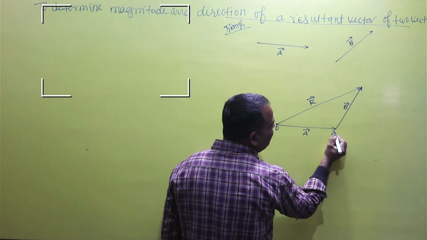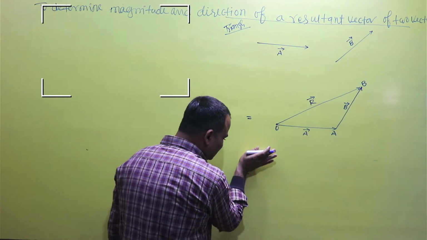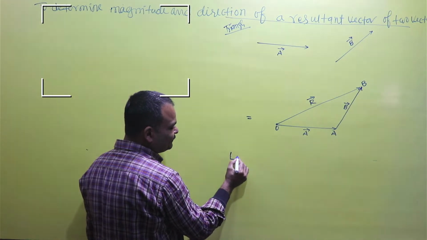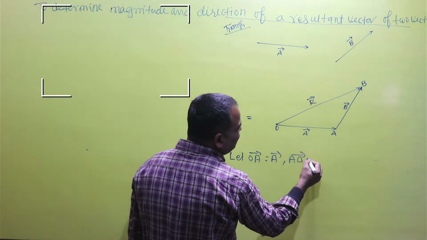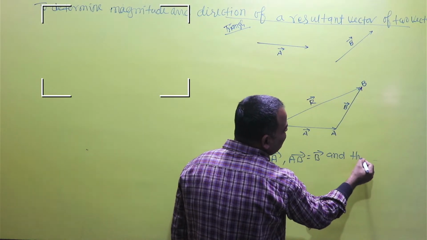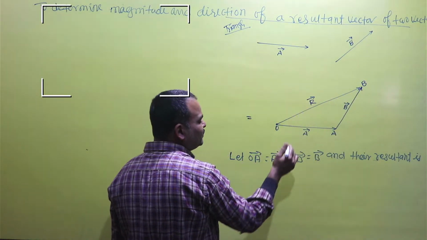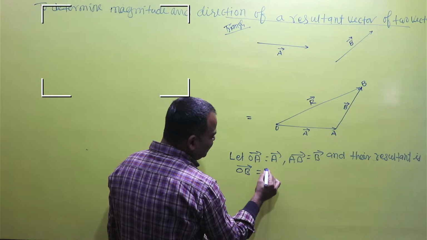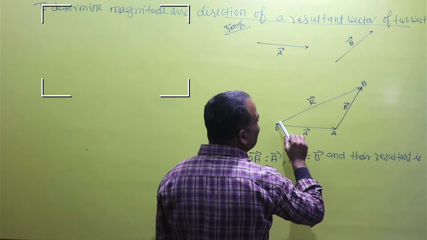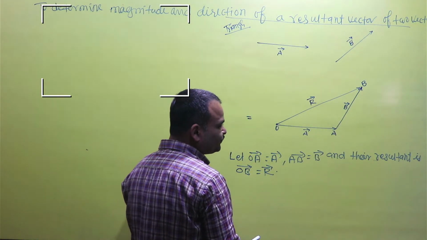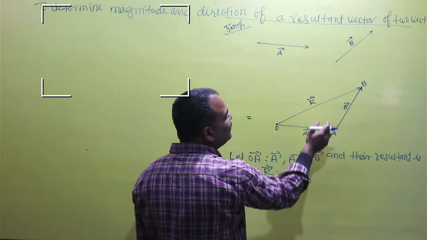Let OA be equal to vector A, AB equal to vector B, and the resultant OB equal to vector R. If we have to determine the value of R, then we cannot get the value of R by the triangle alone.